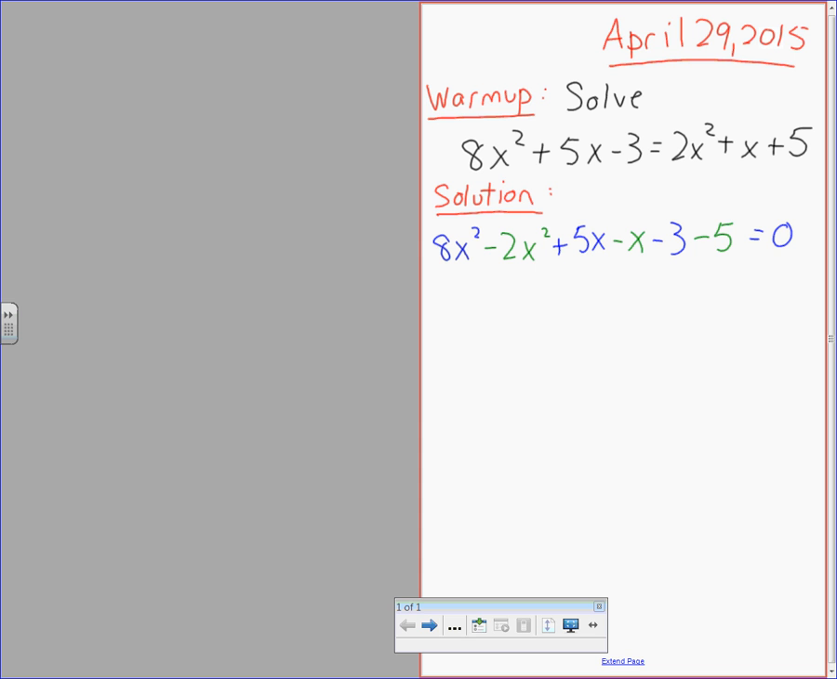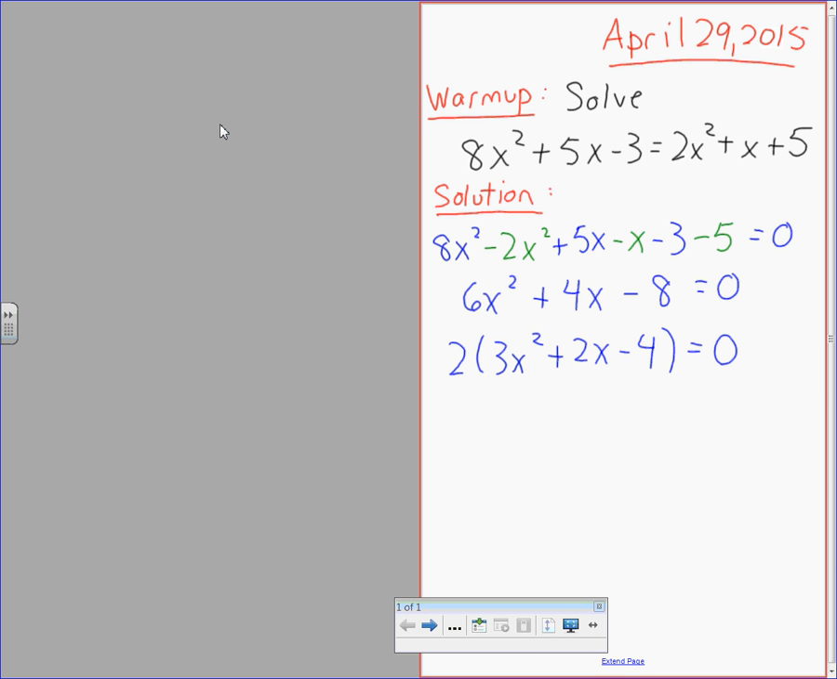What's 8x squared minus 2x squared? Good, 6x squared. 5x minus x is plus 4x. And negative 3, negative 5 is negative 8. I'm going to take out a common factor, I think. Spencer, what can 6x squared, 4x, and negative 8 all be divided by? Good, they can all be divided by 2. So I'm going to call that 3x squared plus 2x minus 4. It's just a little bit smaller equation, so it's a little bit nicer to work with.